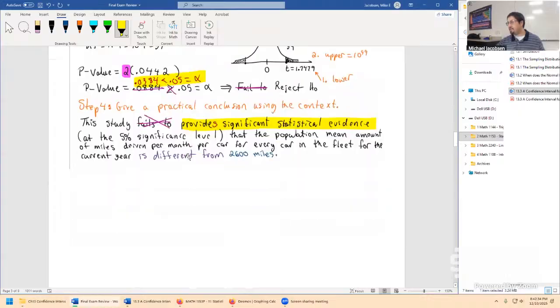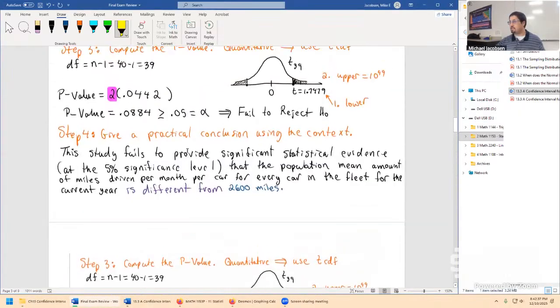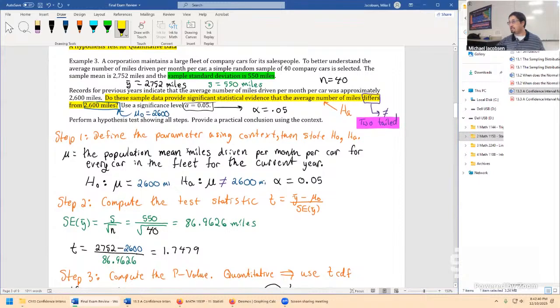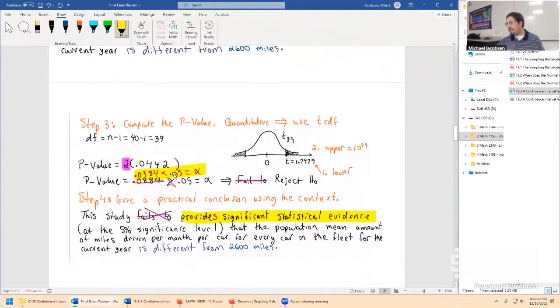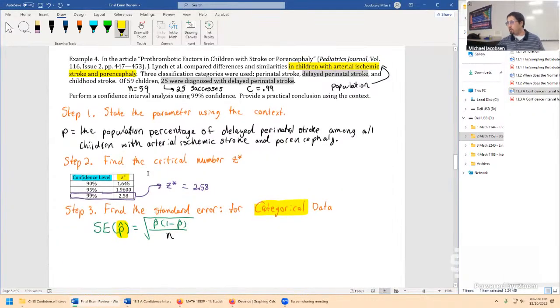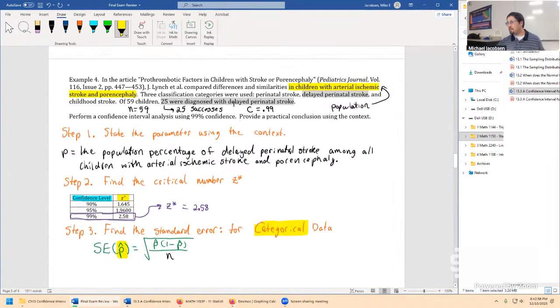And last one, oh, sorry about that. Typing things out just feels a little bit differently sometimes. So example 3 is hypothesis test for quantitative. And last, example 4 says do a confidence interval, but data is categorical, as that correction shows. So let's call this one confidence interval for categorical data.